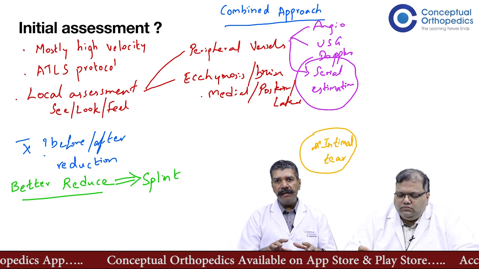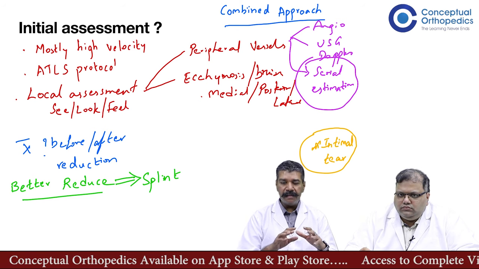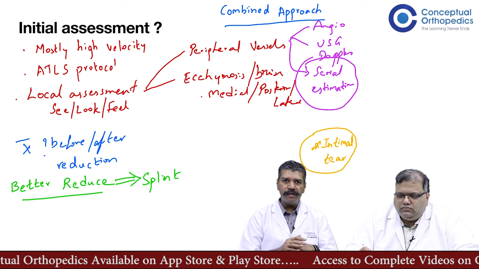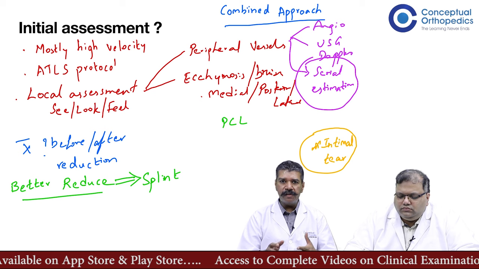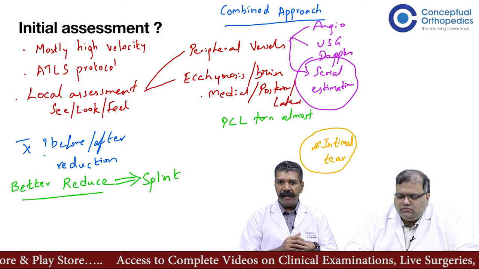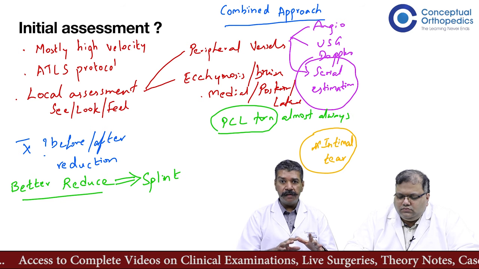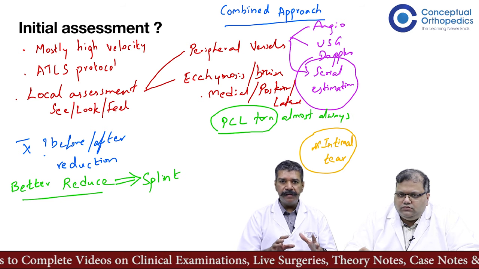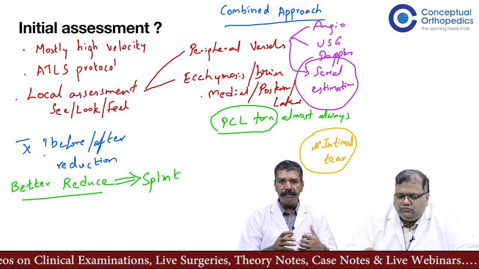Now, one common denominator in all these knee dislocations is the injury to the PCL. So you must expect that the PCL is torn until proven otherwise. It's exceedingly rare to have a knee which is dislocated and the PCL to be absolutely intact. So the PCL is generally torn, and it is also important to remember in all these injuries that the patellar ligament is also an important ligament around the knee, and it is an often missed injury.